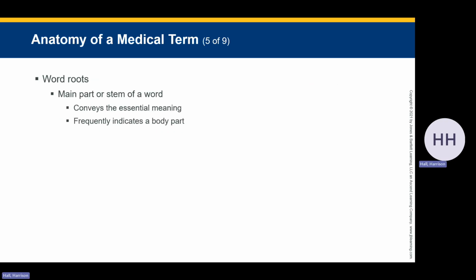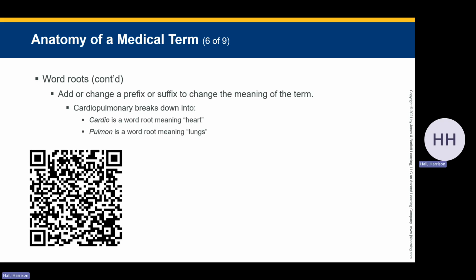So to start off, word roots. These are going to be your main part, or the overall stem of a word. This is what the essential meaning is going to be. You can have multiple word roots in one word. A lot of times it's going to focus on some sort of body part or region or body system. Here is an example of how there is one word, but two word roots. So cardiopulmonary: cardio is the heart, pulmon is the lungs.